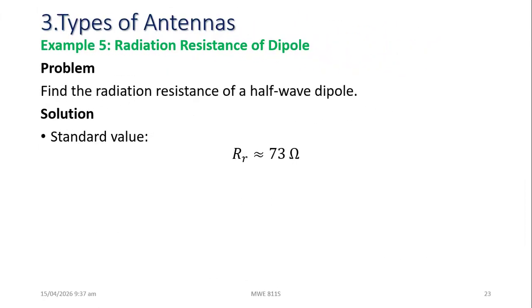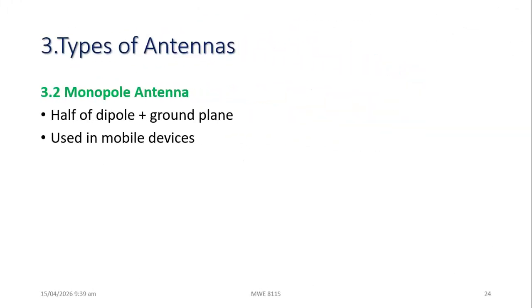Okay, so here there was a question where you're supposed to find the radiation resistance for a half dipole. Since it's a half dipole, the length is wavelength over 2, and it approximates essentially 73 ohm. But yeah. So next, let's move on to the next type of antenna, which is a monopole antenna.